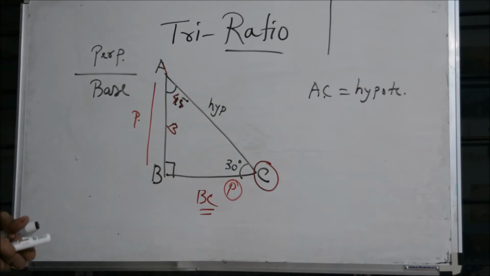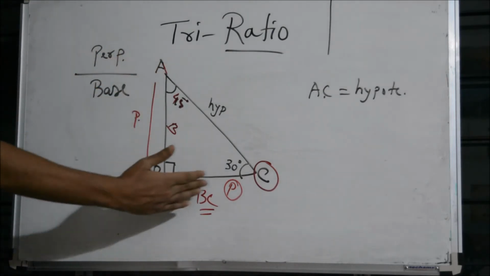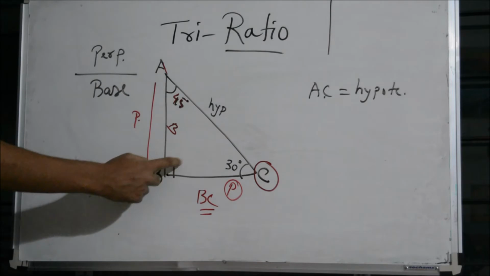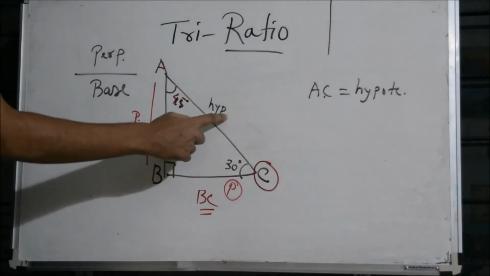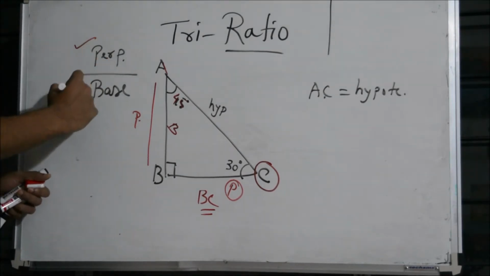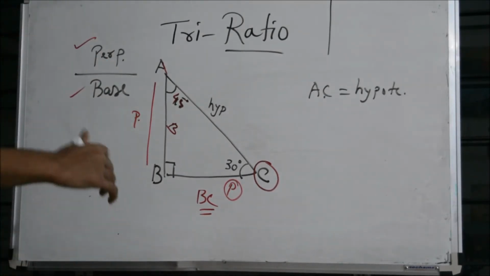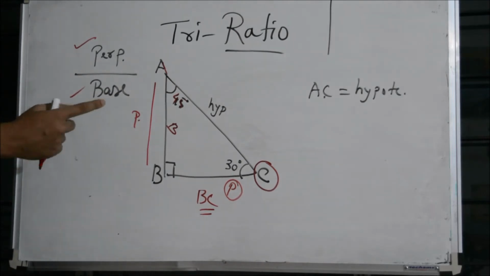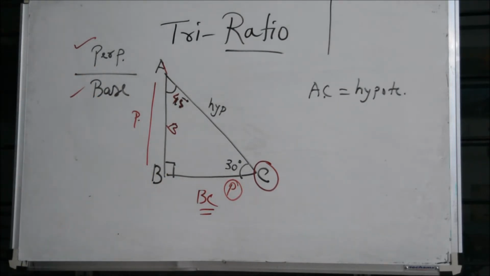I am repeating it again. First we have a right angle triangle. The side opposite to the right angle is called hypotenuse. Now we have two more terms. One is perpendicular and the other is known as base. Now this perpendicular and base are defined on the basis of the angle.